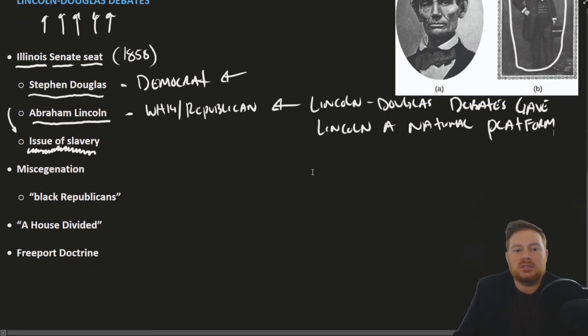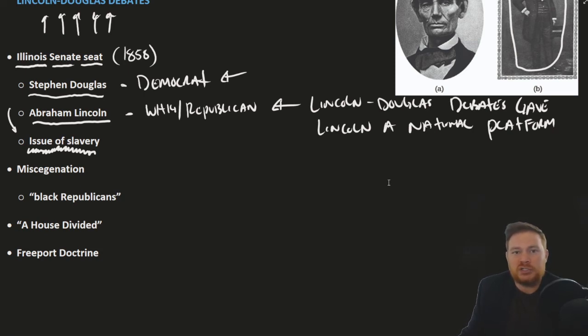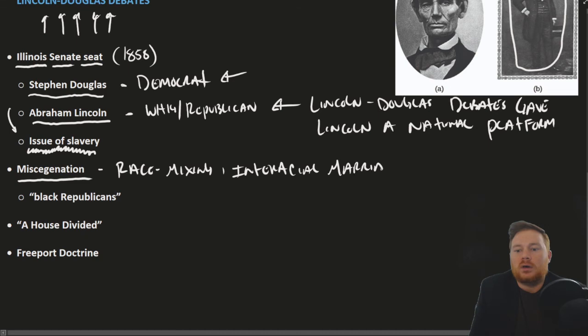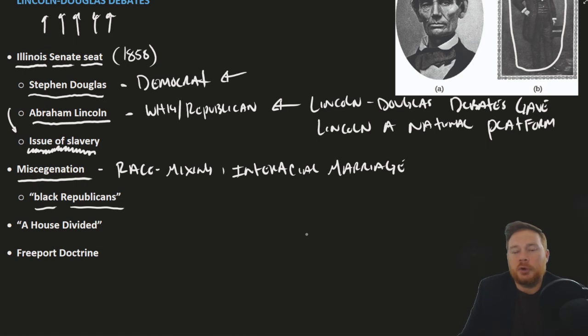Stephen Douglas, in these debates, attempted to slander Lincoln and the Republican Party. Douglas played on people's racist views, racial prejudices, racial fears, saying that Lincoln was an advocate of miscegenation. Miscegenation is essentially race mixing or interracial marriage. And he labeled Lincoln's party the Black Republican Party. Essentially, the Democratic Party is the party of the white man. The Republican Party is the party of the black man. Don't vote for Abraham Lincoln.